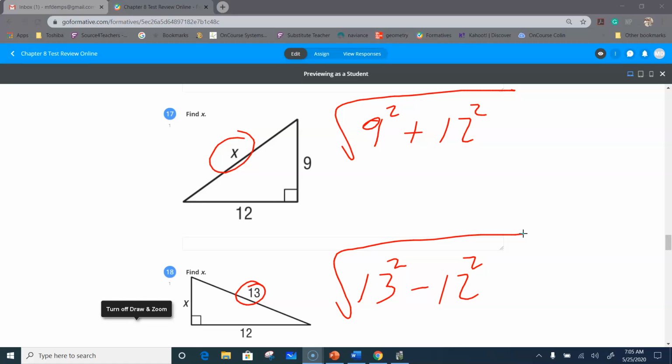In both of these cases, I believe that you get 5 as your answer. I'm sorry, this one is 15, 225, right? We take the square root of 225 and get 15. Over here we do indeed get 5.